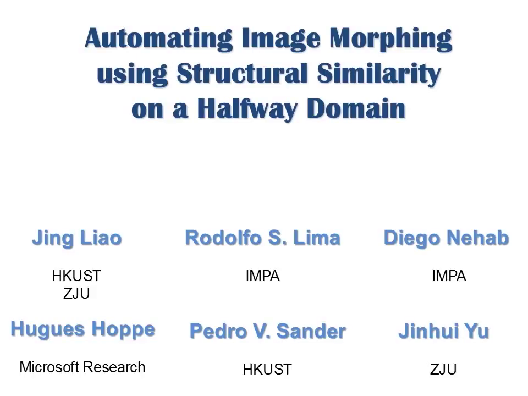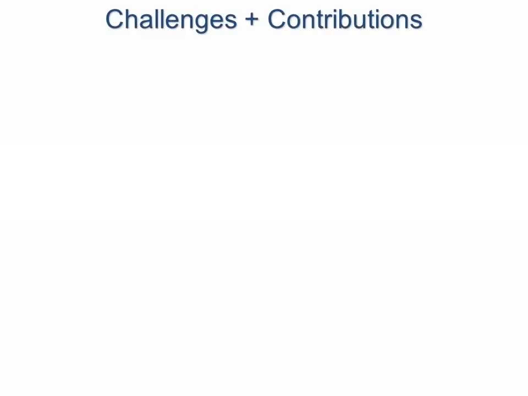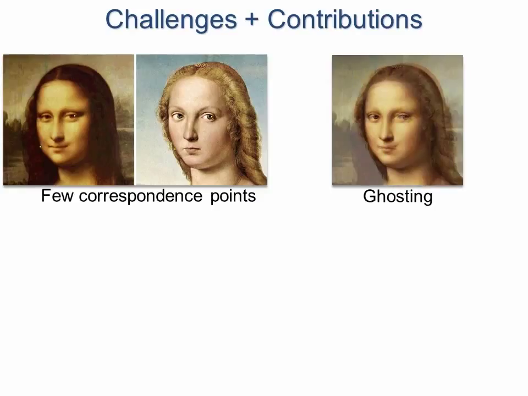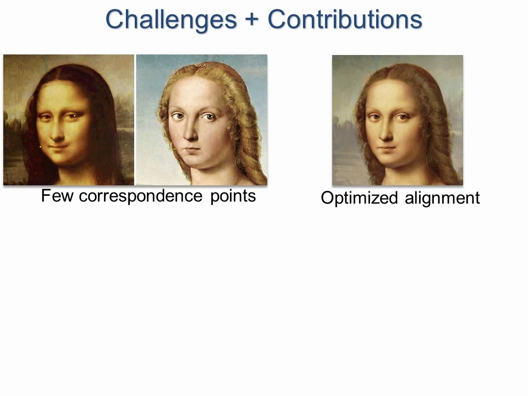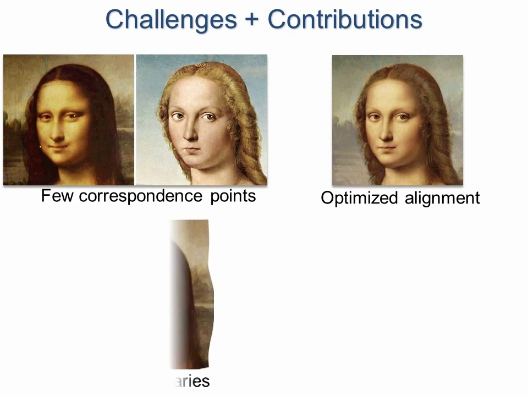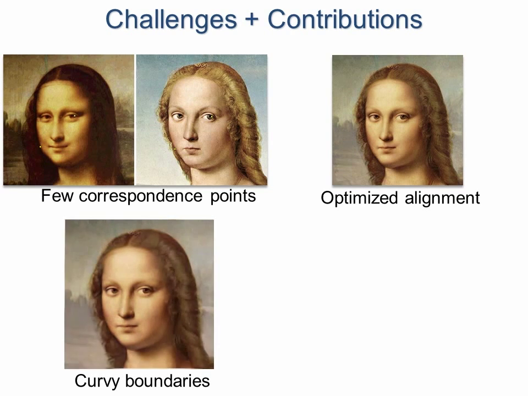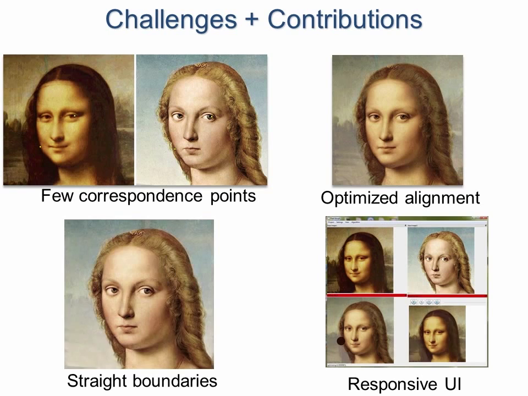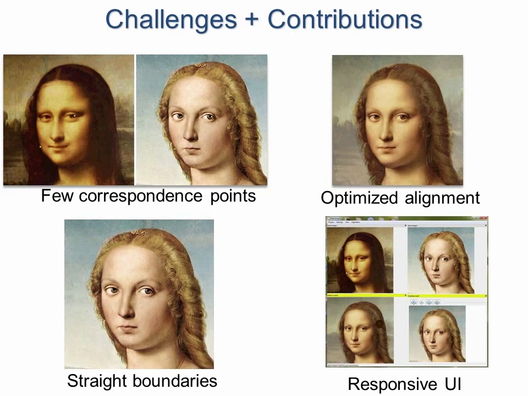In this video, we describe the basic algorithm of our optimized image morphing technique. We address several challenges. Our optimization technique lets the user specify very few correspondences. To avoid ghosting artifacts, it provides per pixel alignment based on structural similarity. To avoid boundary artifacts during morphing, it ensures that the entire rectangular domain of the image is well defined. Finally, it enables the user to interactively and effectively control the appearance of the morph.